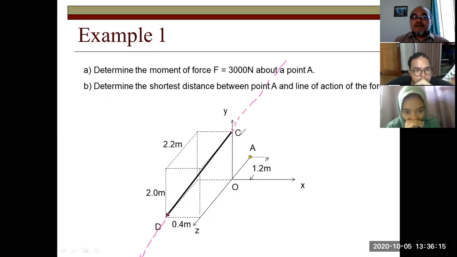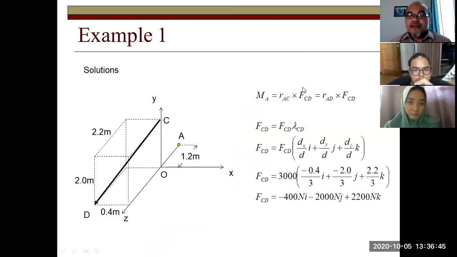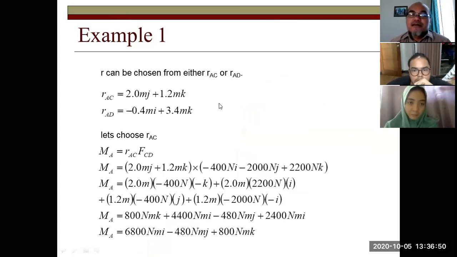So the shortest distance will be something which is perpendicular to that line of action, 2.8. That is calculated using the definition of moment in 2 dimensions, which is moment equals F times D. But when you calculate the moment in 3 dimensions, you have to use the cross product: moment equals R, the position vector, cross the force. You have to express each of these as vectors, and then you do the cross product using a determinant or using the formula for cross product.